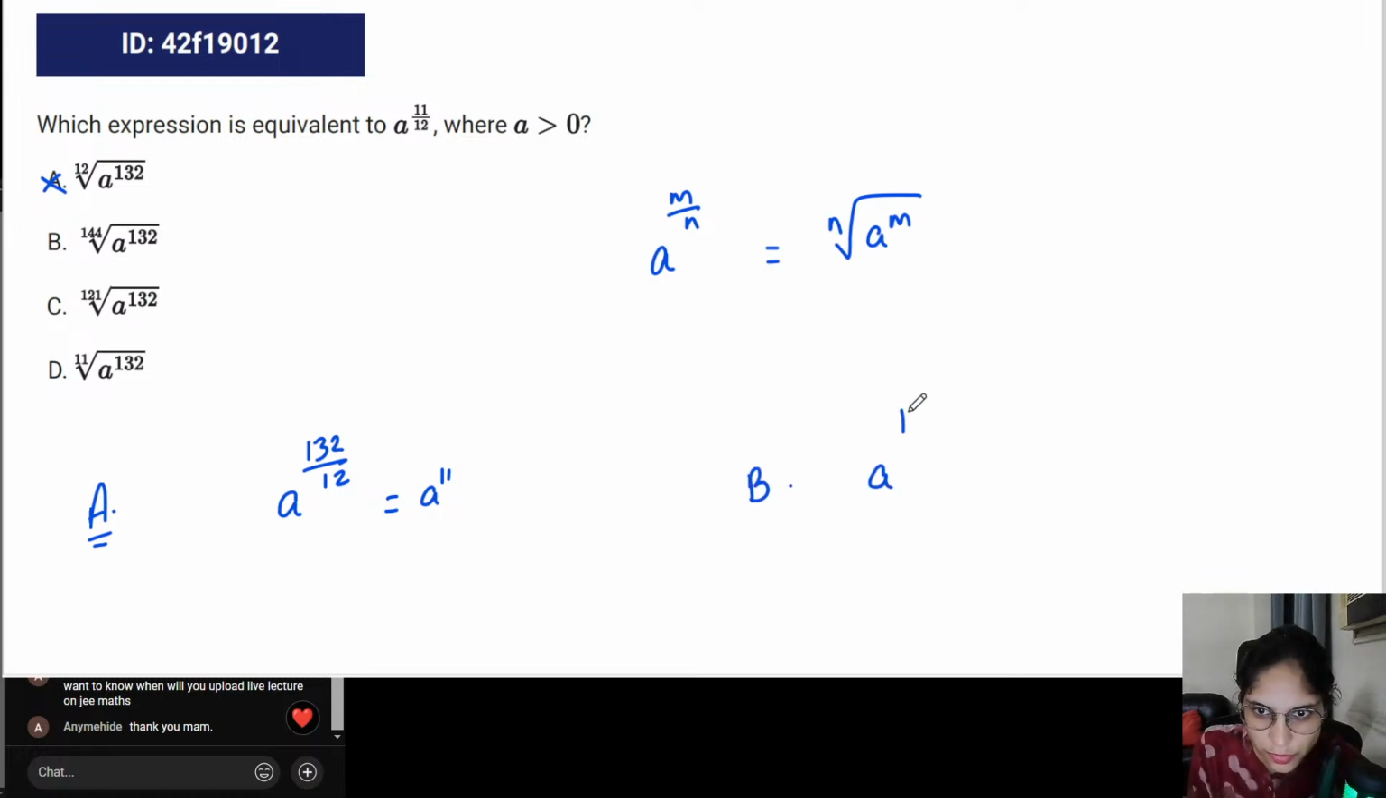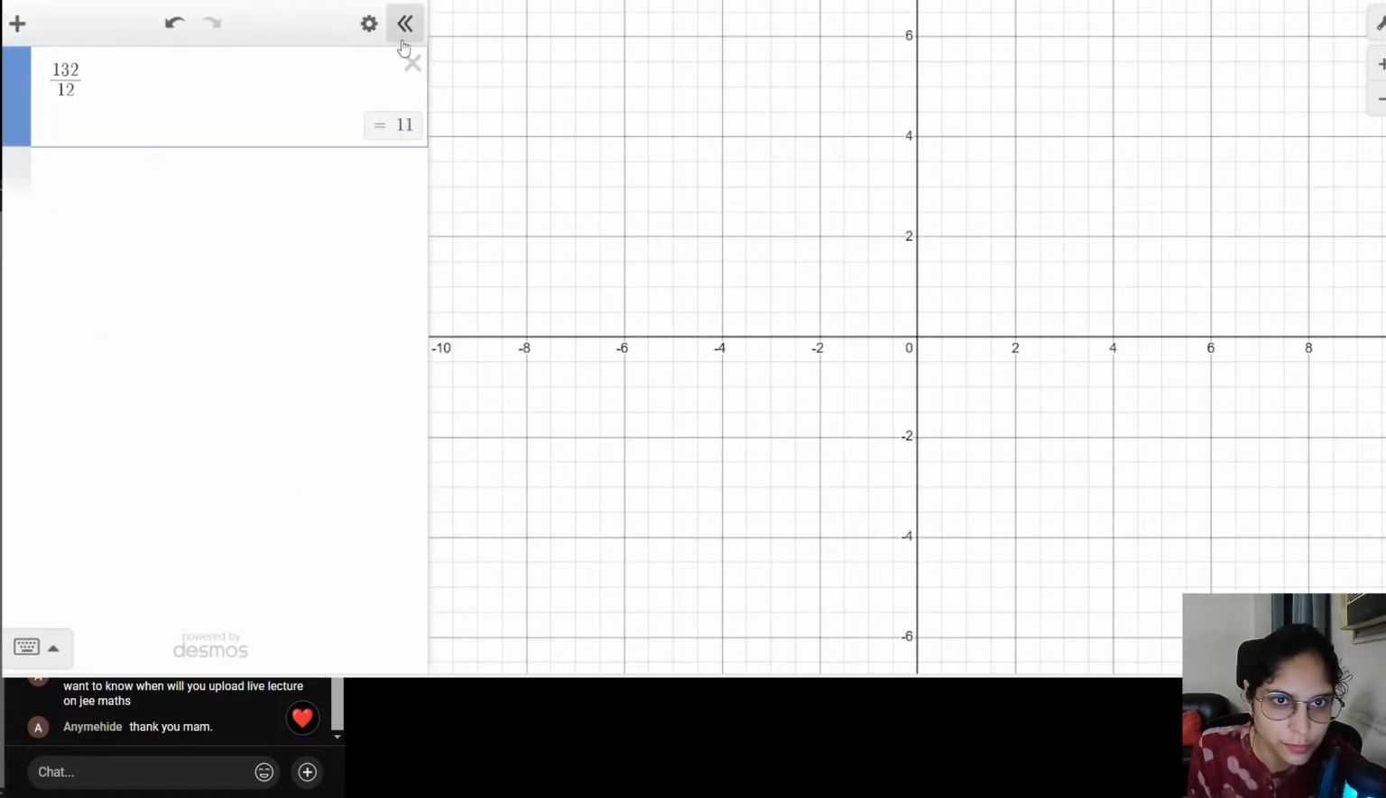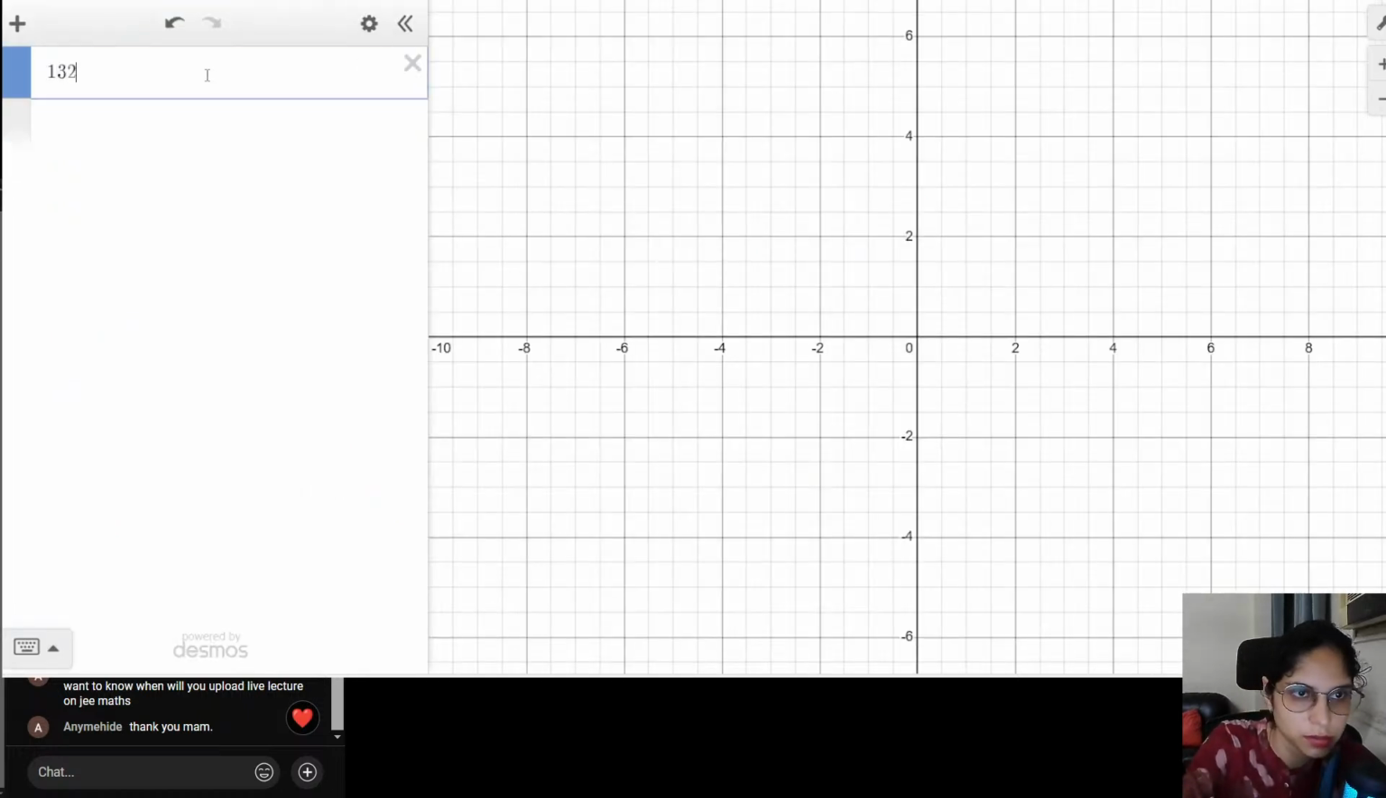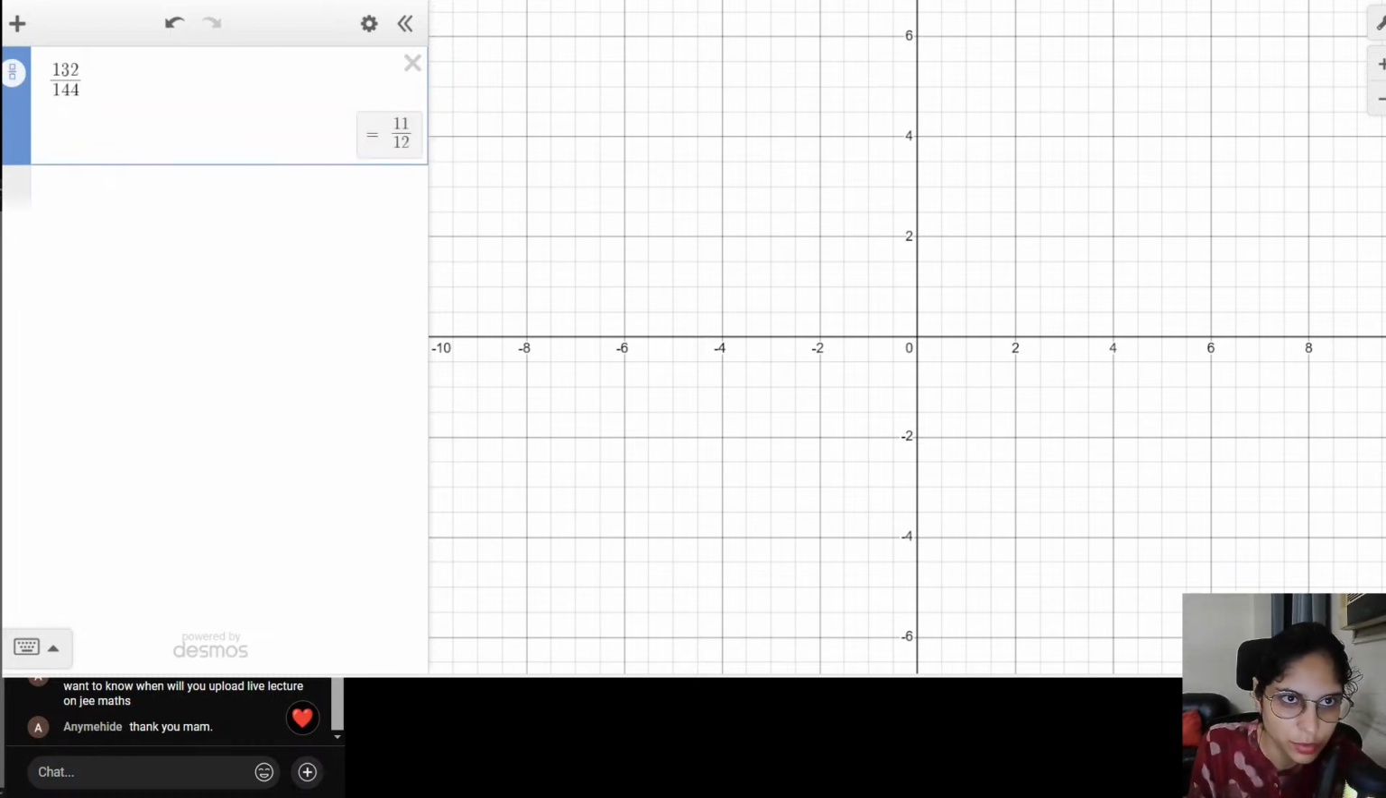Option B is a to the power 132 over 144. This is going to be 11 over 12. Convert to fraction 11 over 12.